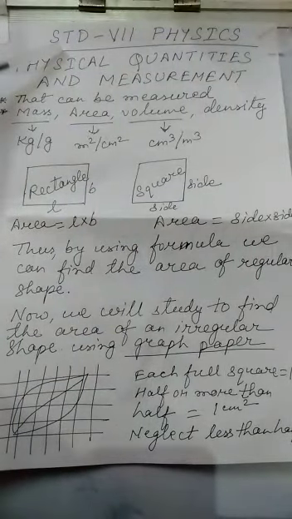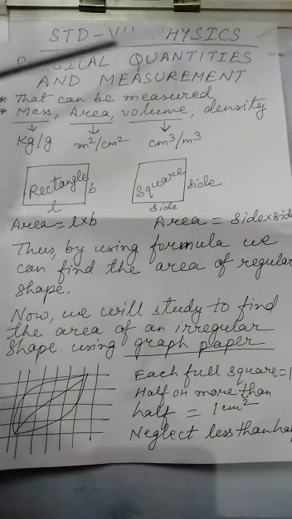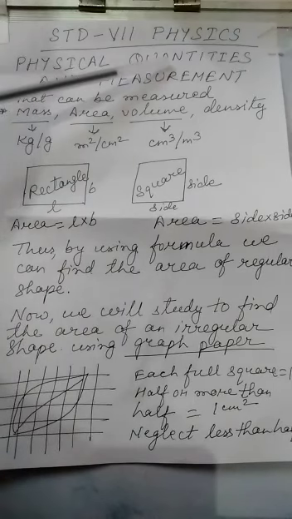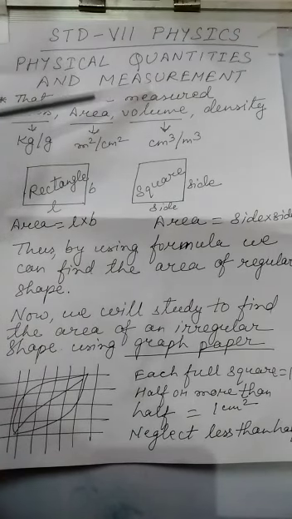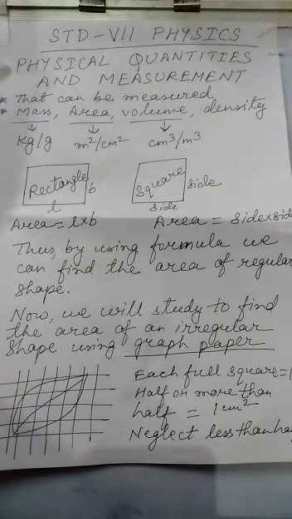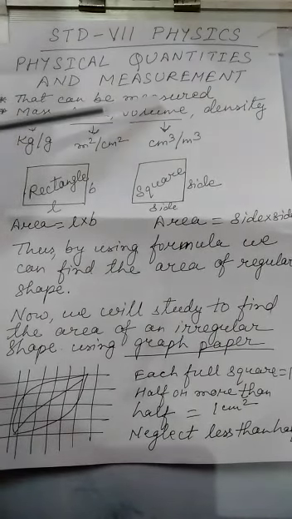Good morning students. Today I am going to teach you Standard 7 Physics, in which the first chapter is physical quantities and measurement. So let us discuss first what is a physical quantity. A physical quantity is a quantity that can be measured.